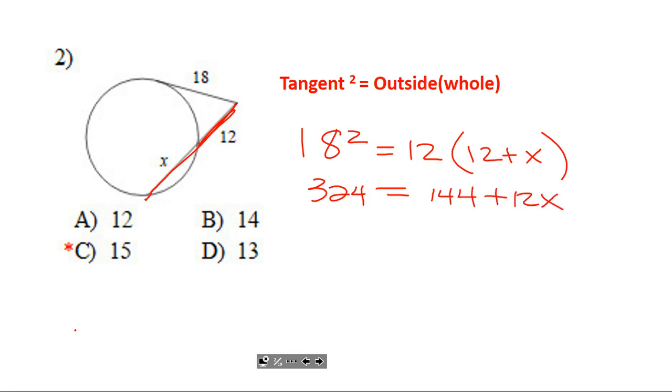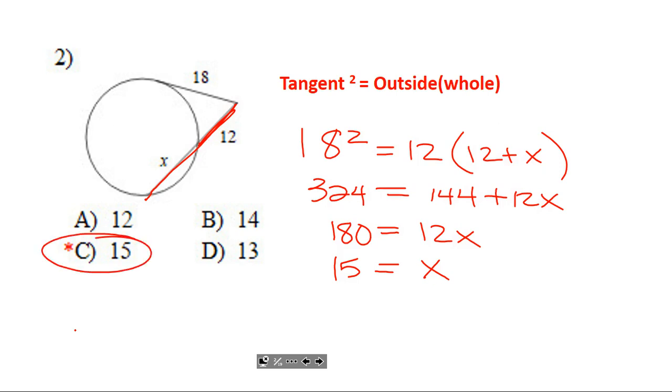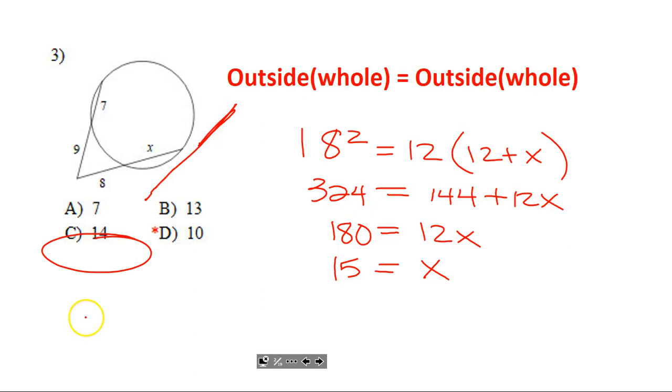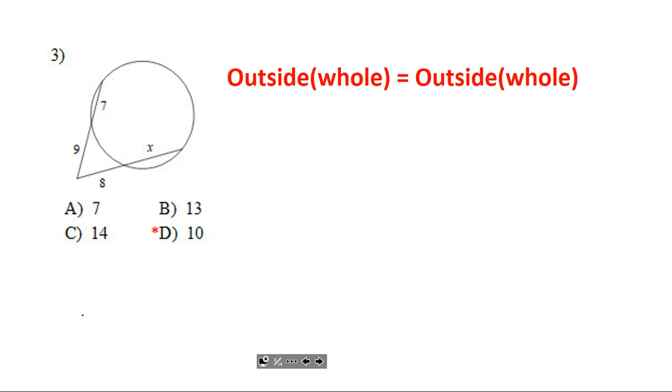So we're going to subtract this 144 from both sides. We're going to get 180 over here, and that's equal to 12x. Going to divide both sides by 12. So x is equal to 15. So our answer for number 2 was 15. Number 3 are two secants.